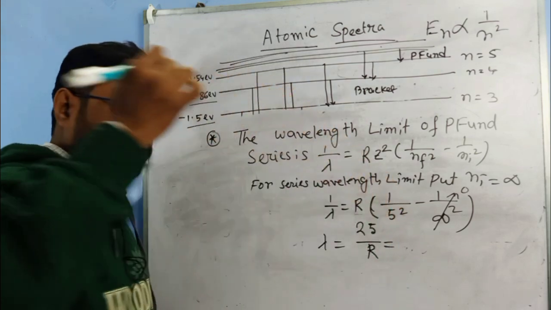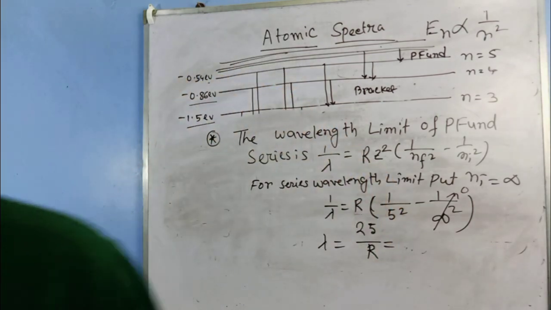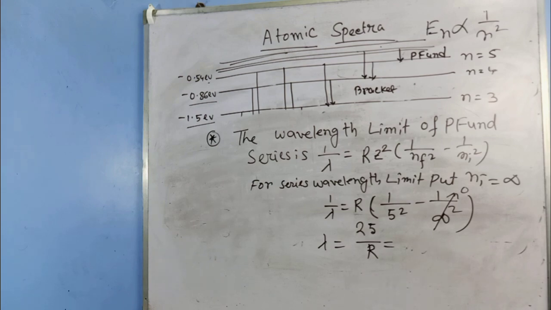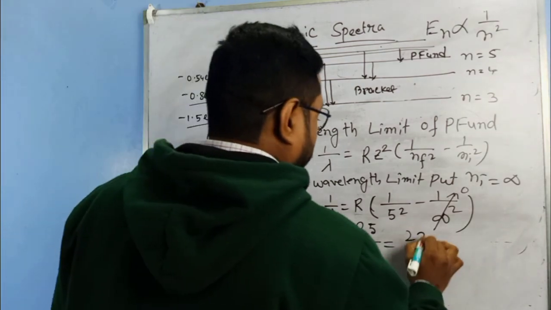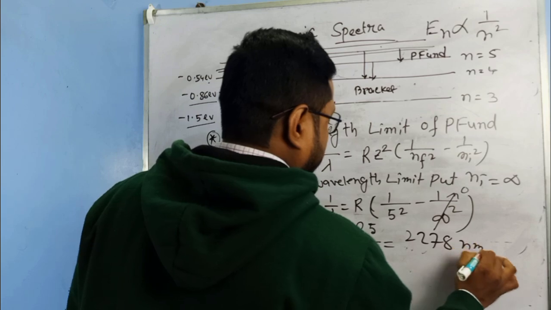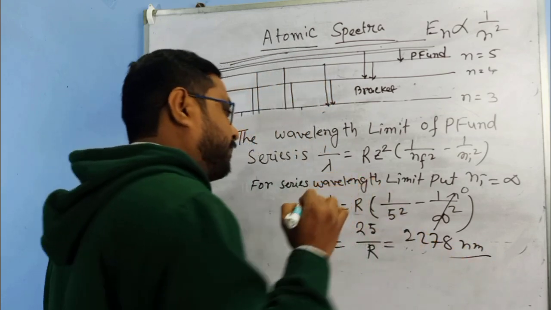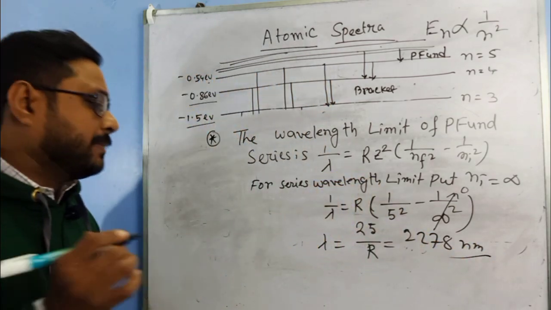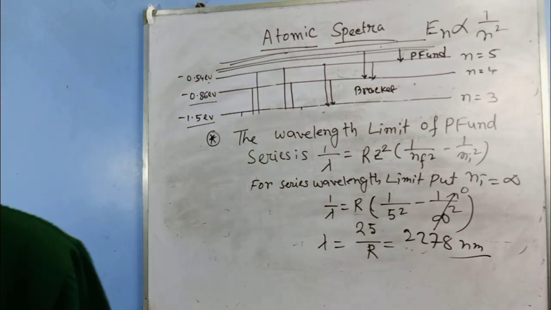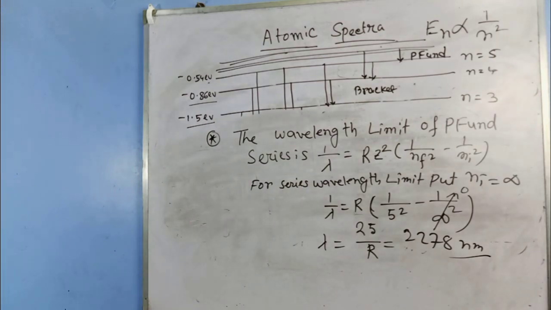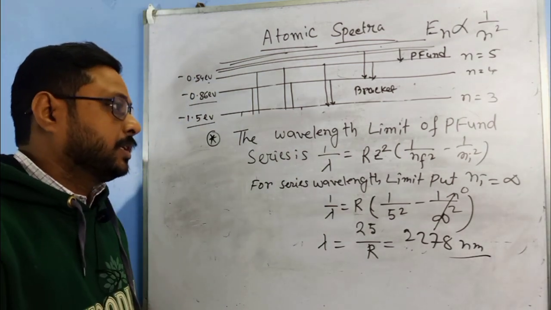So if we put the value of Rydberg constant in the calculator, we get 2278 nanometer. Okay, 22785 nanometer. Next, write this down.